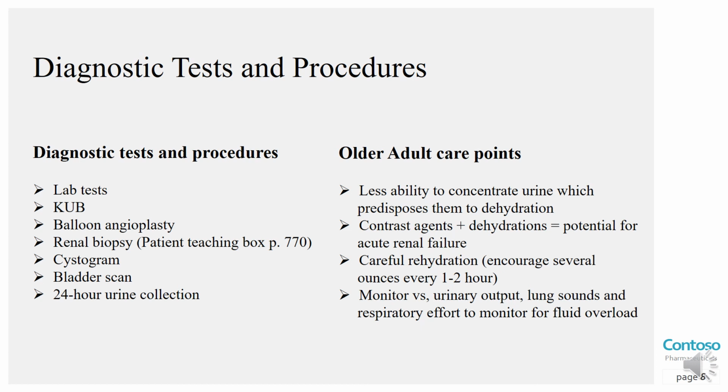A KUB may be ordered. This is a scan of the kidneys, ureters, and bladder. It's used to locate stones and detect structural abnormalities within the urological system. A balloon angioplasty may be performed. This is used to open blocked vessels and increase blood flow to the organs.